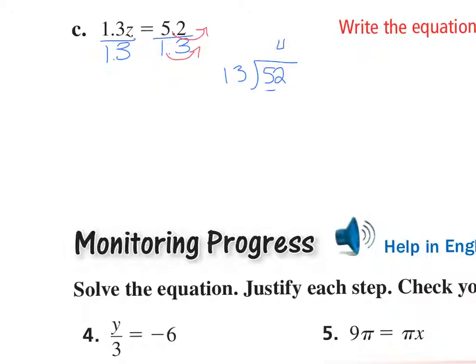4 times 13 is 52 with no remainder. If we would have had a remainder, it would have fallen after the 4, but it does not, so we can just leave our answer as 4. So z is equal to 4.